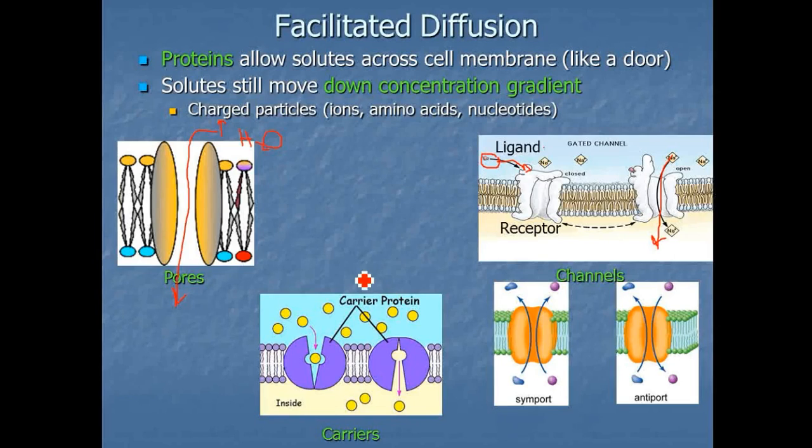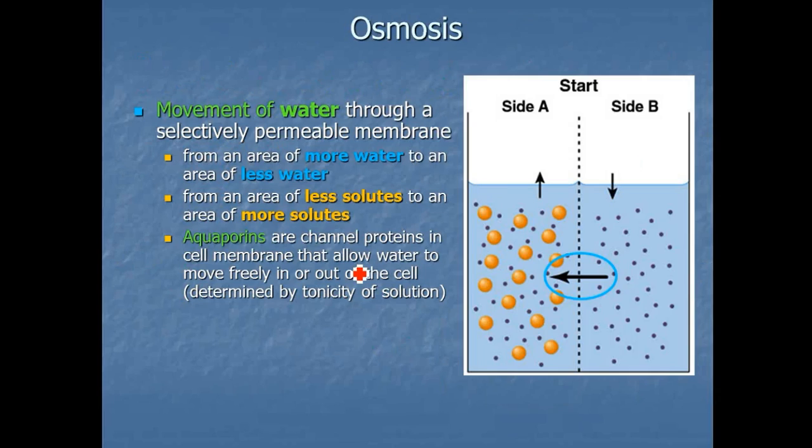So osmosis, it's worth our time to take a minute to talk about osmosis. Osmosis is the movement of water through a selectively permeable membrane. Prior to this, we've been talking about the movement of solutes: sodium, ions, nucleotides, amino acids, gases, lipids. Here we're going to talk about the movement of water. You do need to know the definition of osmosis. Osmosis is the movement of water, it's always the movement of water.